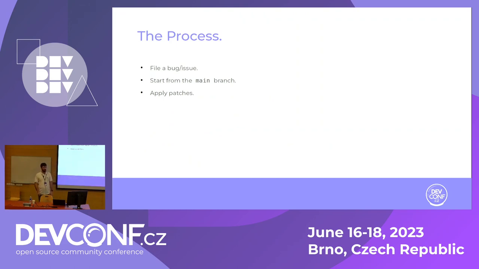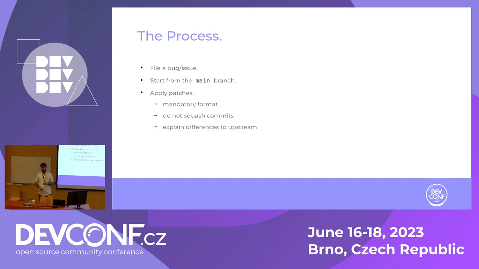So we have a bug or issue. Now let's do the work. We clone the repository as usual from GitLab. Starting, we create our own branch based on the main branch. The main branch is where development happens. Then we apply our patches.